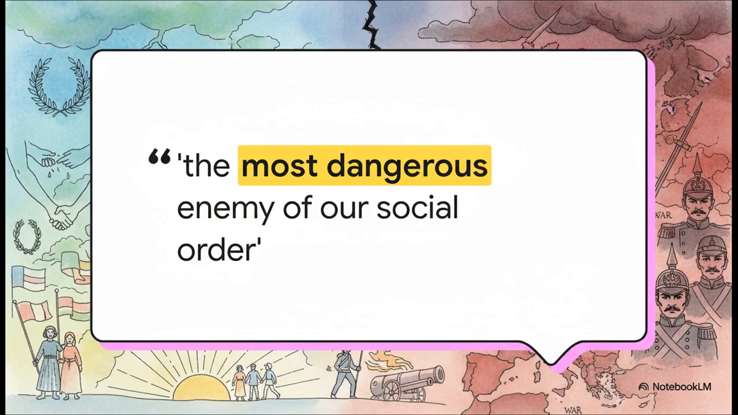And to a conservative like Metternich, Mazzini was basically public enemy number one. He called him, and I quote, the most dangerous enemy of our social order. I mean, that tells you everything you need to know.